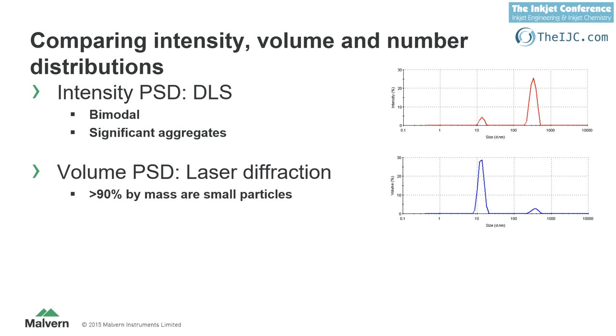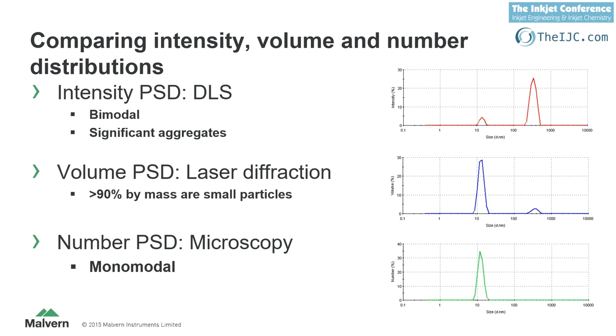And similarly for laser diffraction, what we report is a volume-based distribution. So we're now looking at diameter to the power 3. So if we take the same sample, same measurement, and transform it into a volume distribution, we've then still got some peak from the large particles or agglomerates, but 90% of the material is now around 10 nanometer.